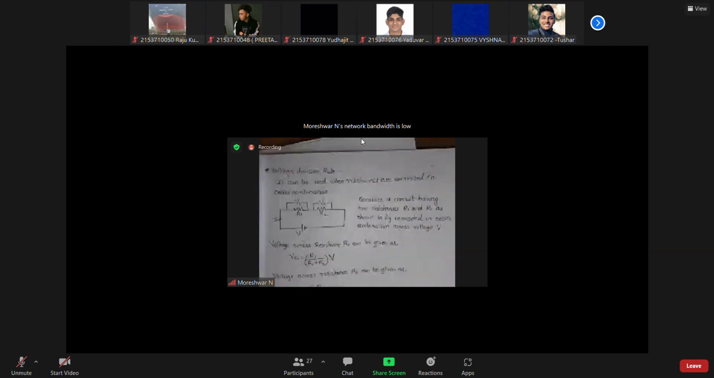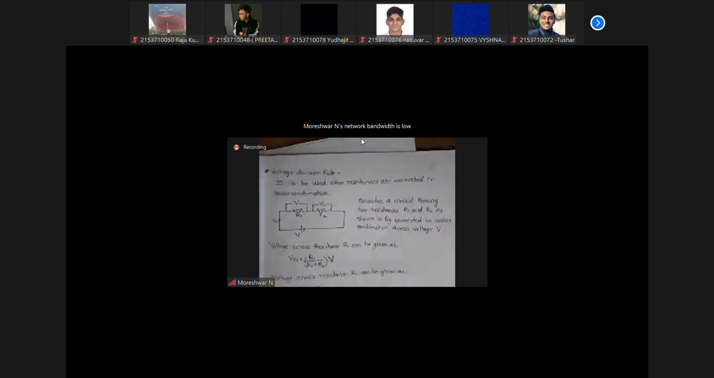So anyway, we want to see the voltage division rule. In the last session we have seen that when resistors are connected in series, voltage is divided, and when resistances are connected in parallel, current is divided among that parallel combination of resistors. And today we want to see the voltage division rule.